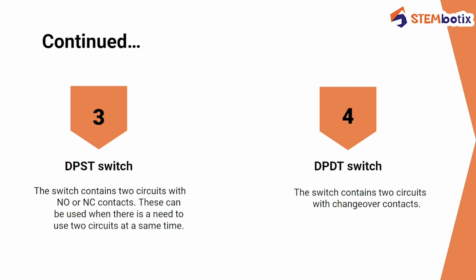Then DPST switches, meaning double pole single throw, the switch contains two circuits with normally open or normally closed contacts. This can be used when there is a need to use two circuits at the same time. Meaning whenever you are required to use two circuits at a single time, then you can use this kind of switch. Then DPDT switches. The switch contains two circuits with changeover contacts. Meaning there are two circuits as well as two paths for current to flow through.